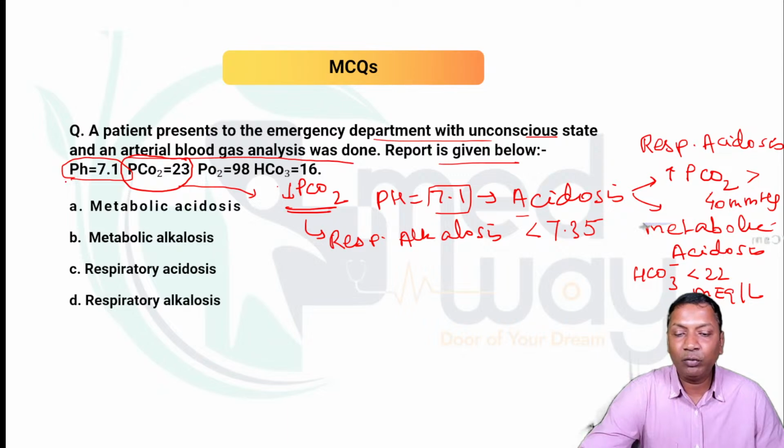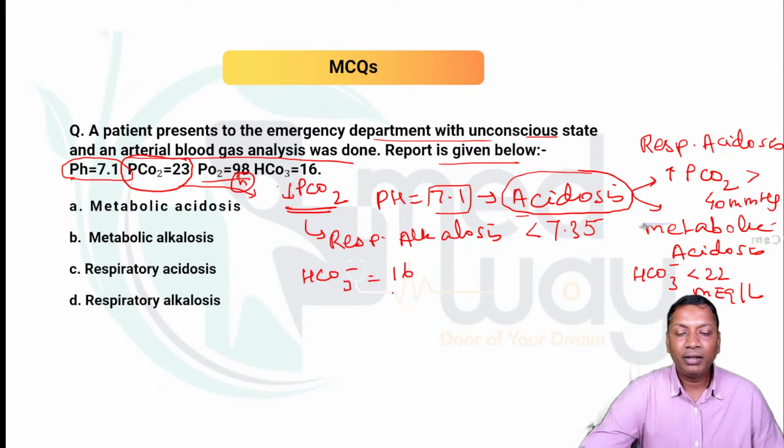But our pH is showing what? The pH is showing acidosis. So this carbon dioxide is not favoring the acidosis. And the PO2 is 98. So the partial pressure of oxygen in the arterial blood is 98 to 100, which is normal. And the bicarbonate is 16. Right. So bicarbonate 16 means this is less than 22 milliequivalent per liter. Means it is showing what? It is showing the metabolic acidosis.